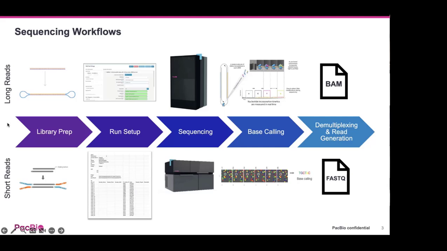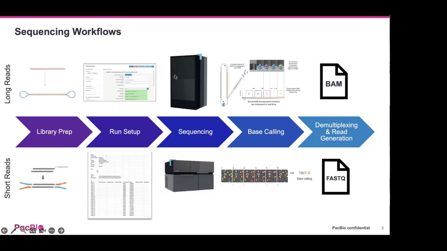Starting with library prep, there's a library prep step for both long and short reads. For long reads, you will create these SMRTbells. On short reads, you'll ligate your adapters at the ends of whatever genomic insert you're trying to sequence. That's all on the wet lab side, at the bench.